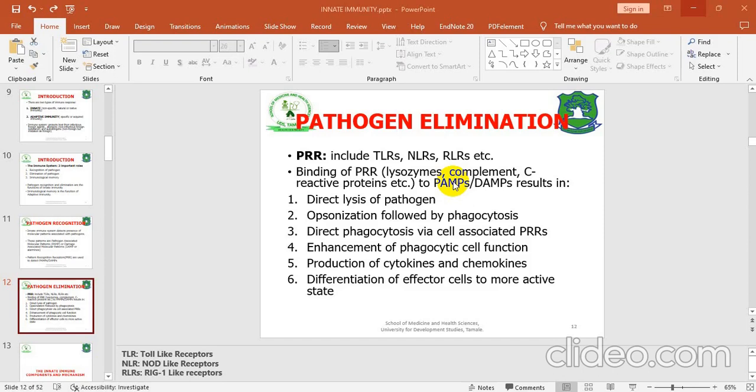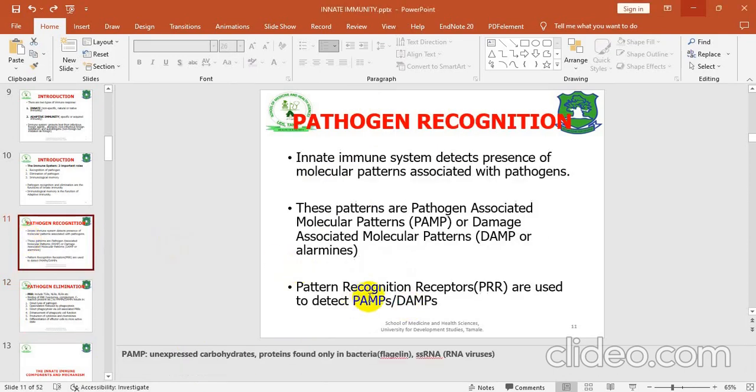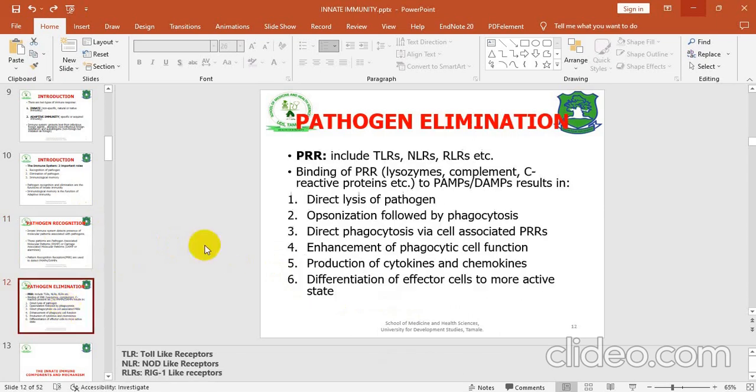So hello class. Let's see how these pathogens can be eliminated. First, by binding onto pattern recognition receptors, a pathogen can be eliminated.